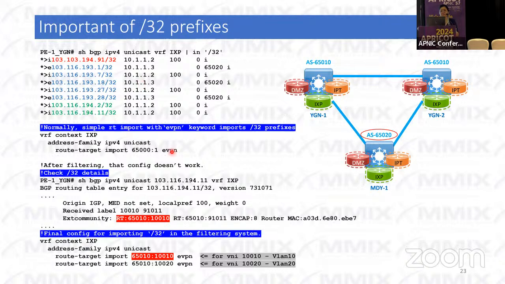Normally, the simple EVPN keyword will work. It will import the /32 information, but after filtering, that configuration doesn't work. So I found out how to solve this problem, and I found that the extended community value is used. This value is the AS number plus the VNI value. So I have to explicitly import this value for every VLAN. If not, it will not work. That is what I found out, and I am sharing it with all of you.